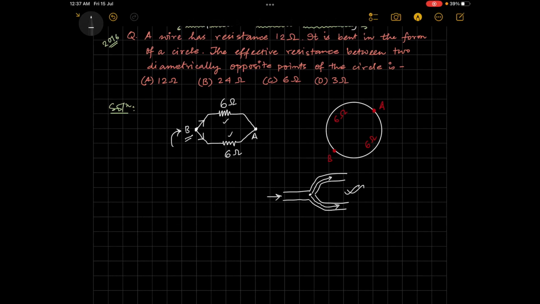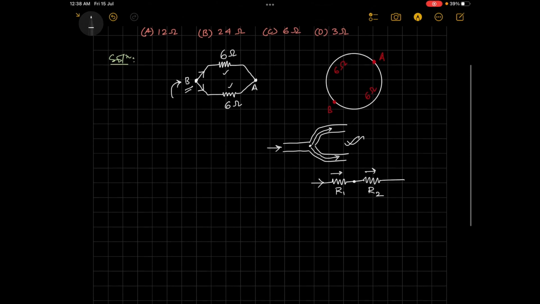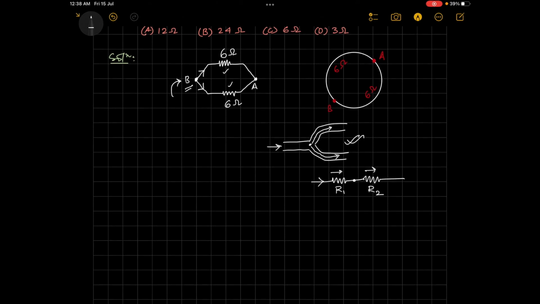So this is a very easy way to recognize which are parallel resistances, and which are series resistances. For resistances in series, you have the same current flowing through the two resistances. For example, if this is R1 and this is R2, you have the same current flowing through R1 as well as R2, because there is no other way or path for the current to leak out of this circuit. So now you must have already guessed how to solve this problem, because these two resistances are in parallel.